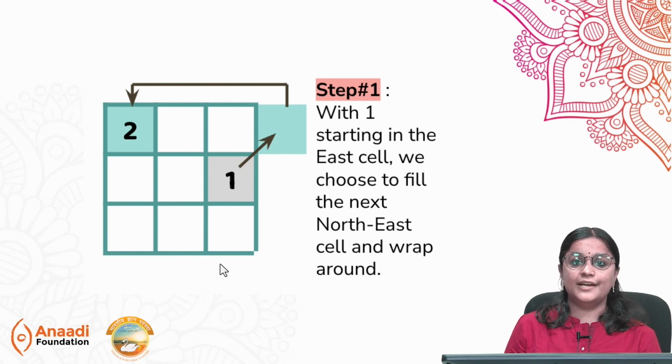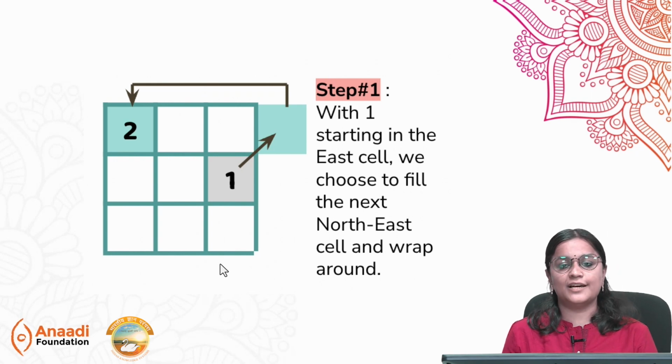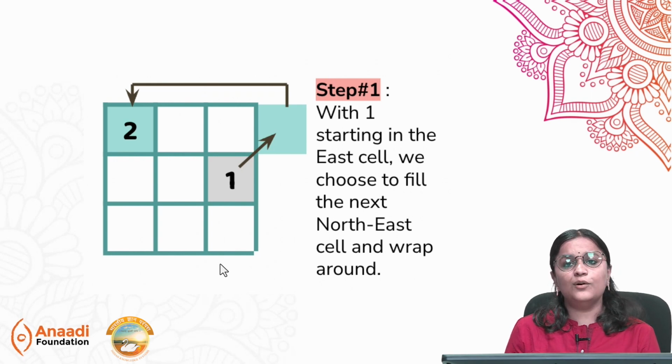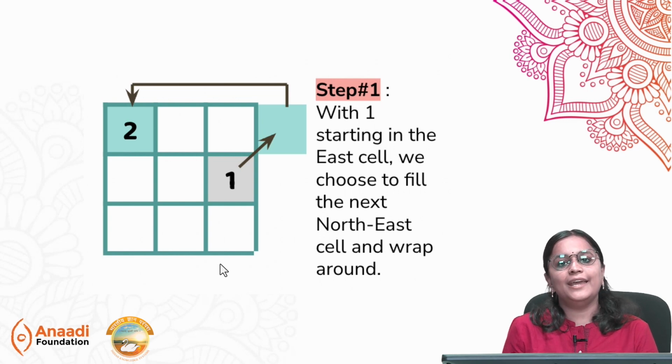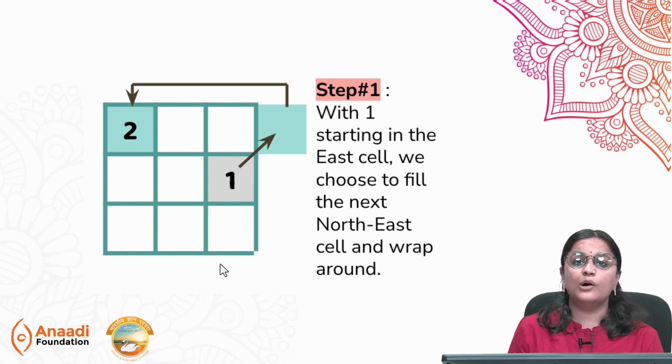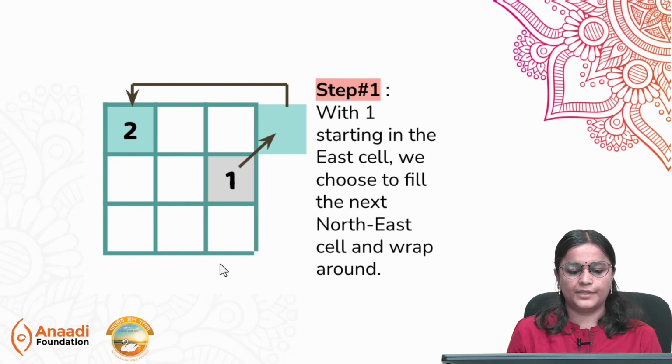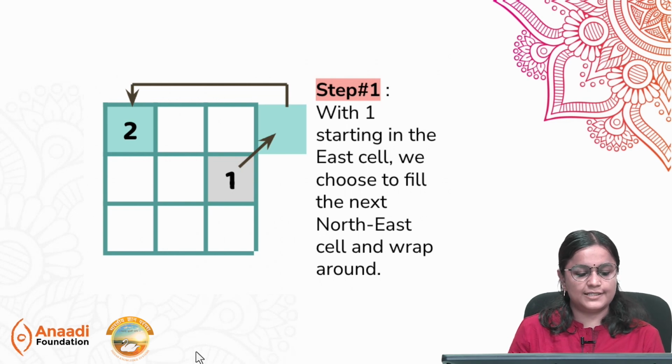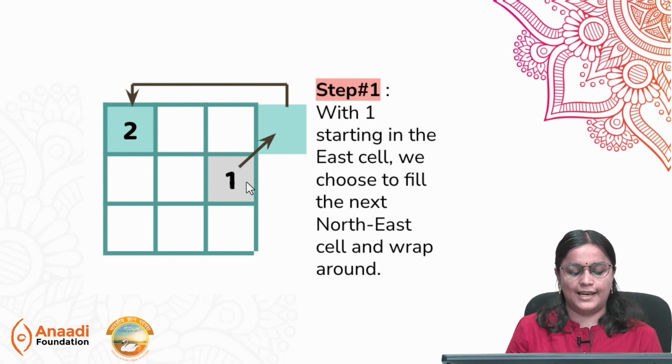So far in our examples, we have used north as our preferred direction. Now let's see what happens if we choose east as our preferred direction of constructing our magic square. Let's start with the first step, with 1 starting in the east cell. If you remember, this is north, this is south, this is west and this is east. So 1 is located in our east cell.